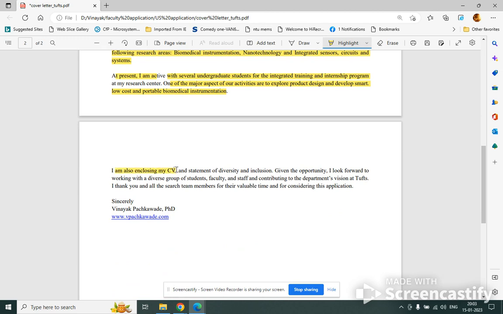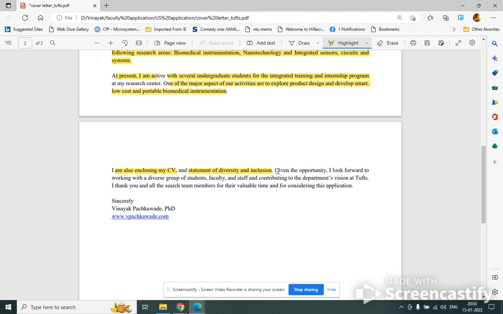You tell them that, along with this cover letter, you are enclosing your CV, the statement of diversity and inclusion, or teaching statement, research statements. In this particular example, I am telling them I have enclosed my CV and the statement of how I think of diversity and inclusion separately, because these are the two things they have mentioned and asked for in the job advertisement. Don't include extra documents unless asked.